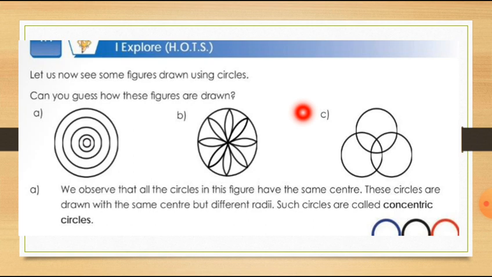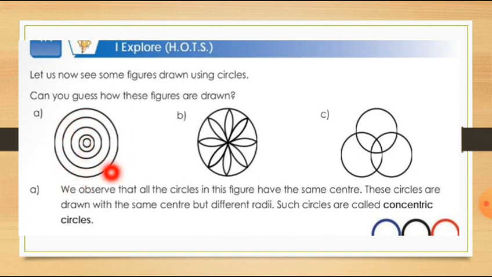Look, children, look at these pictures. Look at the first picture. Can you guess how these figures are drawn? Look at this one. So many circles are here, right? And here we can observe that all the circles in this figure have the same center. That means in this first figure, all the circles have the same center.